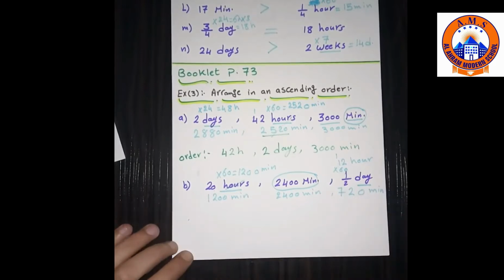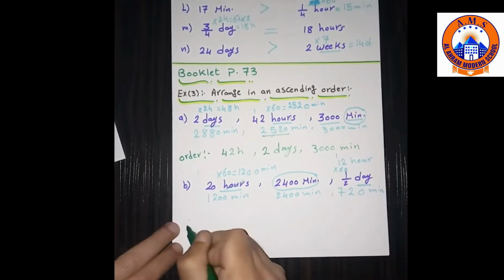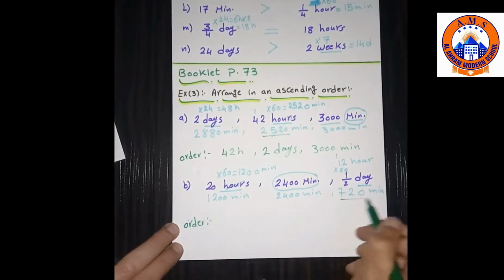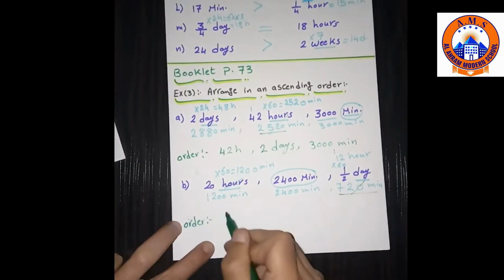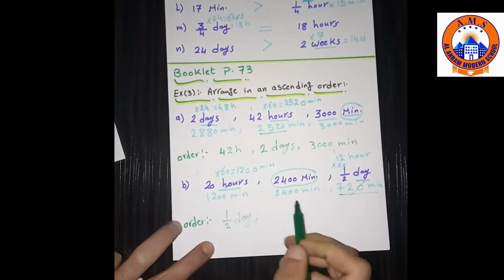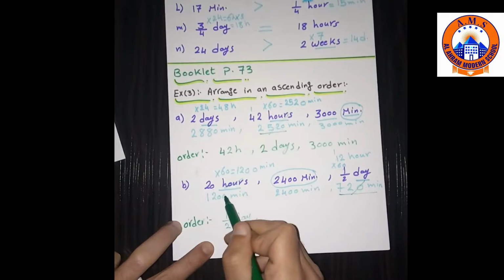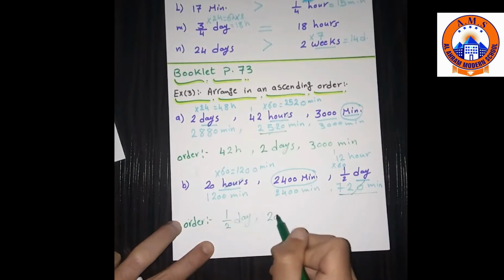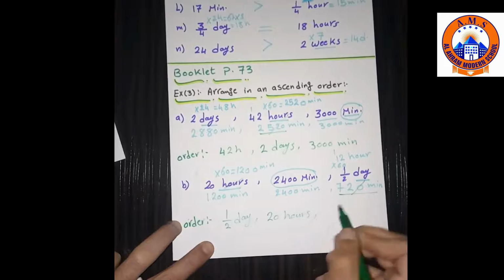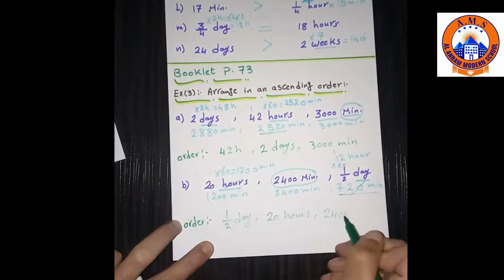Then we will arrange. Our order will be: the least one is 720 minutes, which was half of a day, and the next one is 1200 minutes, which was 20 hours, and the last one is 2400 minutes.